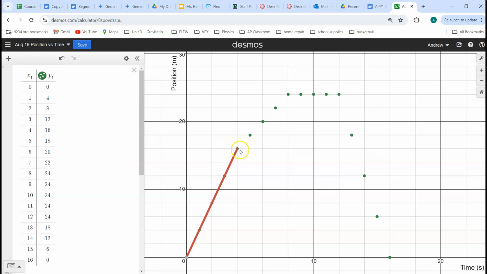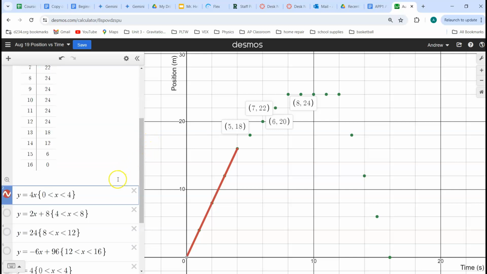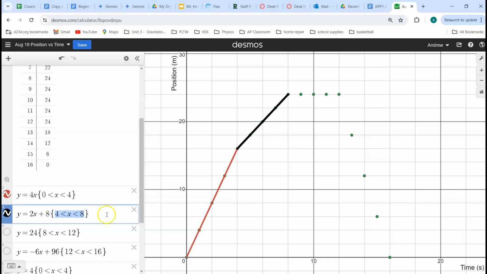In the second 4 seconds, we go from (5, 18) to (6, 20) to (7, 22) to (8, 24). So every second, the position is increasing by 2. So the rate of change is 2 meters per second, right? So the equation that passes through those points is y equals 2x plus 8. If you're wondering why the line doesn't continue, it's because I've limited the domain. And then we can see here the position at all these different times is 24. So the equation there is y equals 24.